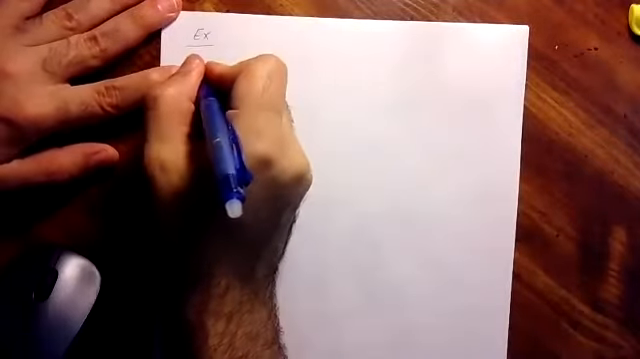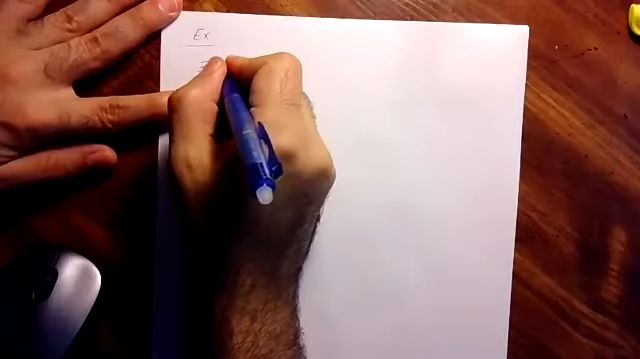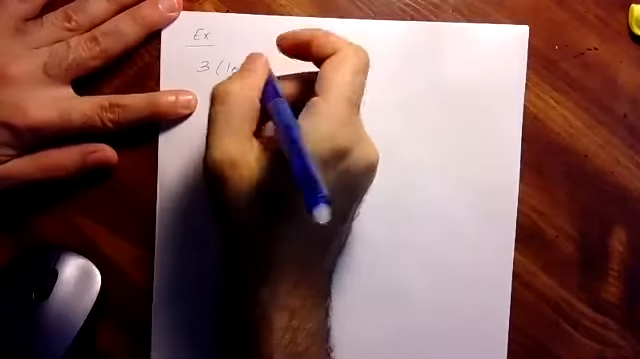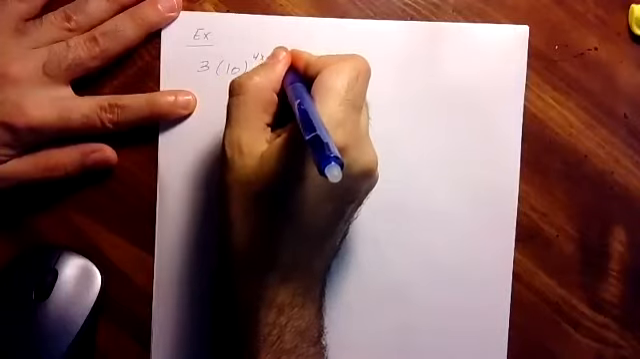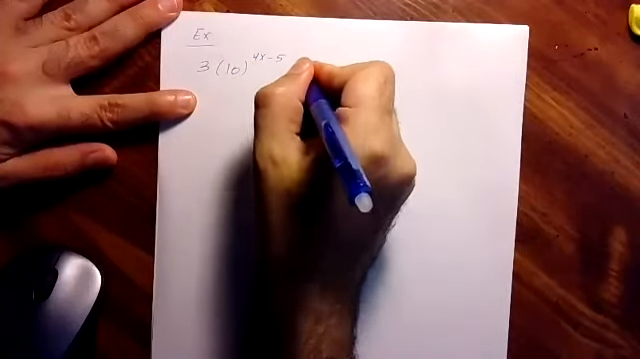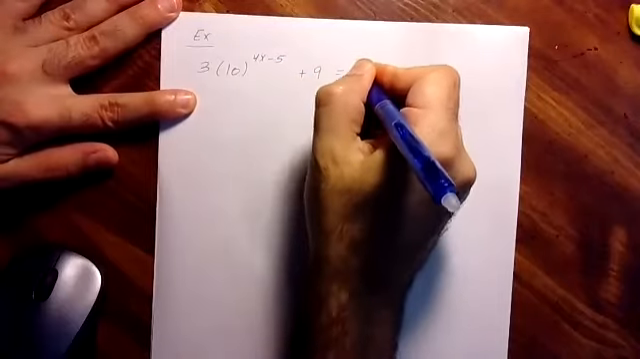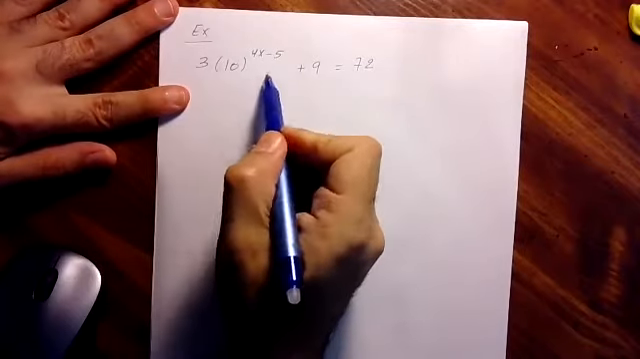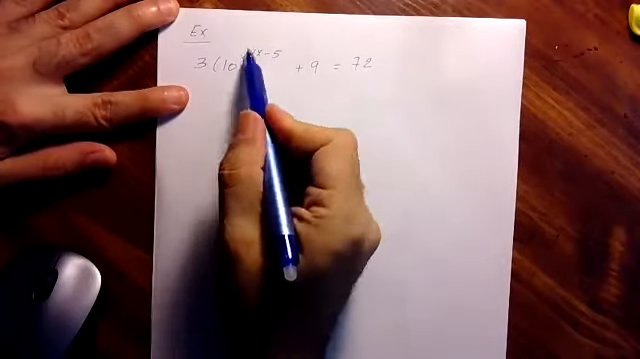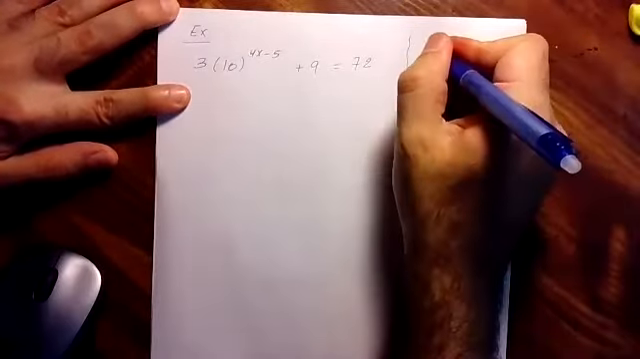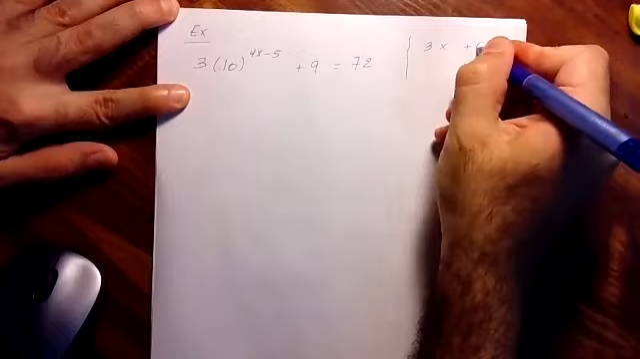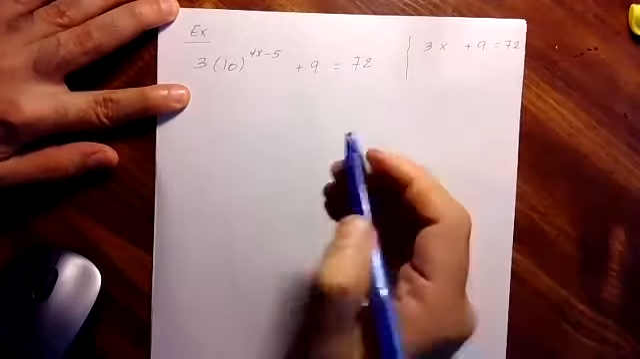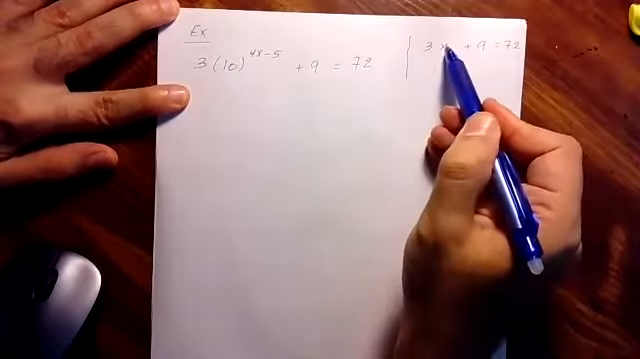On the next example, we have 3, and here in parentheses 10, 4x minus 5 is an exponent, plus 9 equal 72. This is exactly the same thing. Here's the variable exists here. That means this one is the x. So let's make it simple. It's a 3, this is the x, plus 9 equal 72. This is the x. I'm just going to write down the x here.